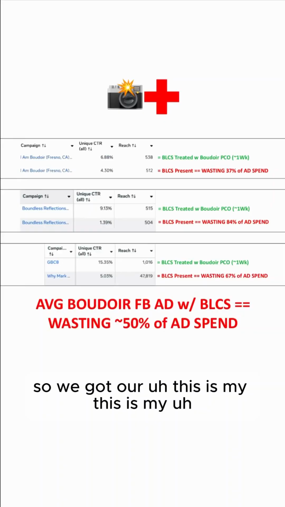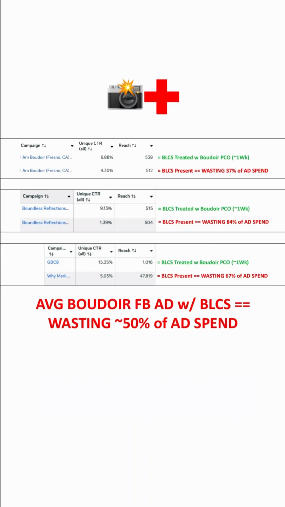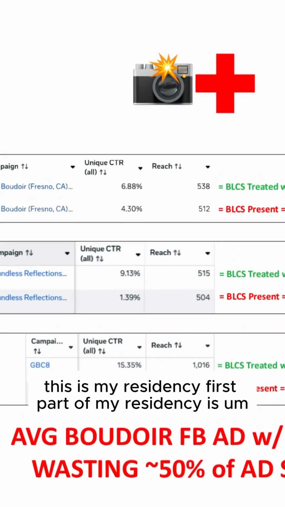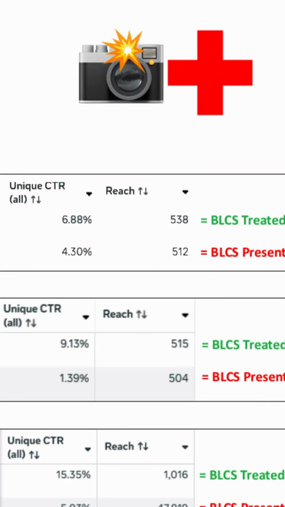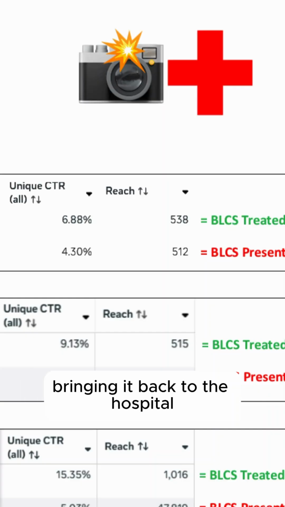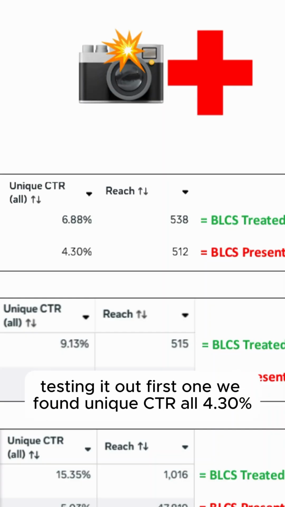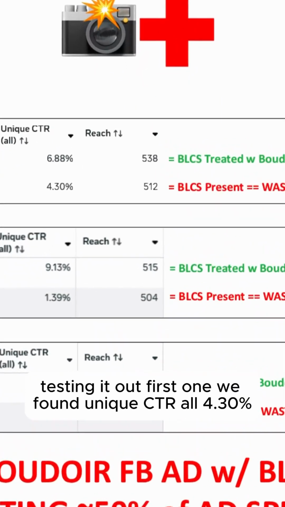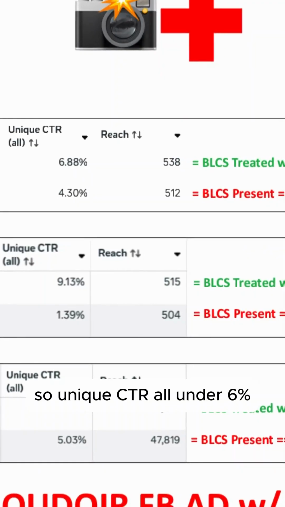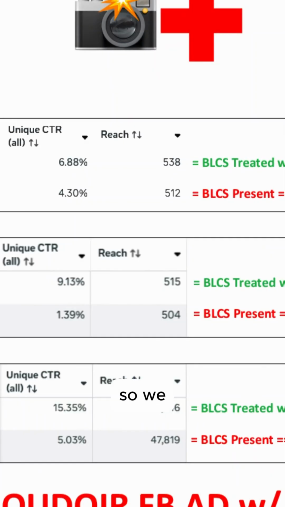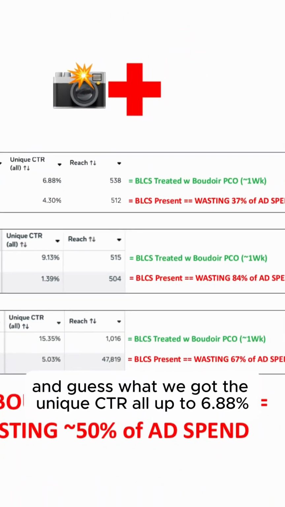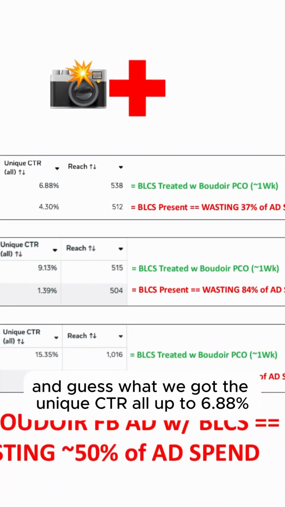This is my residency. The first part of my residency is finding a Boudoir Facebook ad out there, bringing it back to the hospital, and testing it out. The first one we found had a unique CTR all of 4.30%, under 6%. We know that BLCS is present, aka Boudoir low click syndrome. So we got the treatment, treated with Boudoir Pico. It takes about a week. And guess what? We got the unique CTR all up to 6.88%.